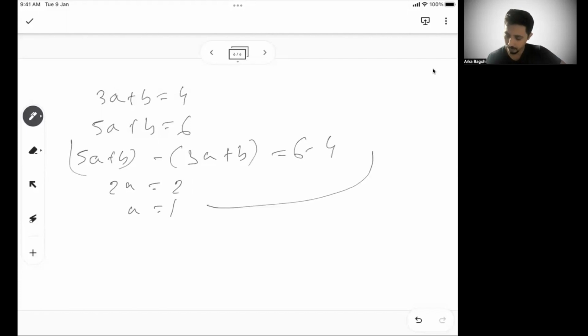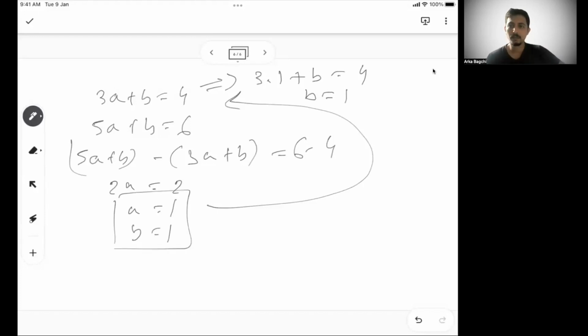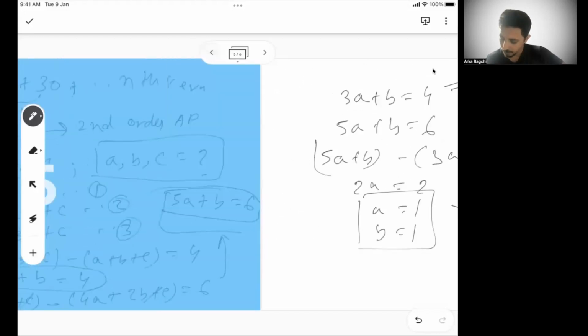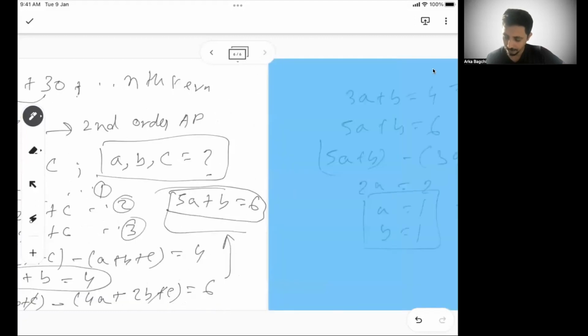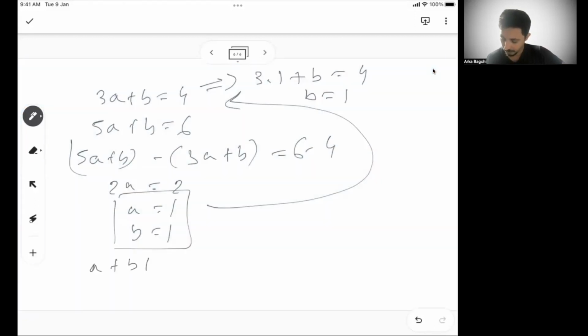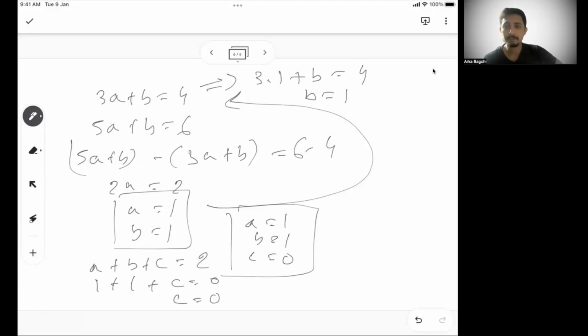If I put A equal to 1 in this case, I'll get 3 into 1 plus B equal to 4, or B also equal to 1. So I get A equal to 1, B equal to 1. Now, what is my first case? A plus B plus C equal to 2. I'll put 1 plus 1 plus C equal to 2, or C equal to 0. So I get A equal to 1, B equal to 1, C equal to 0. So these are my final values of A, B, C.